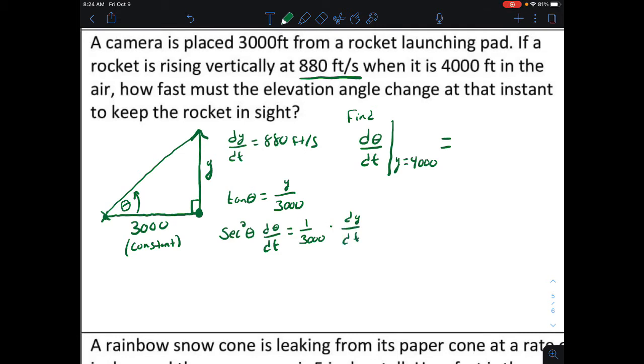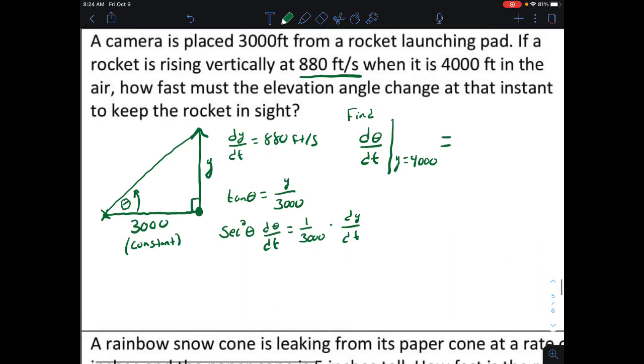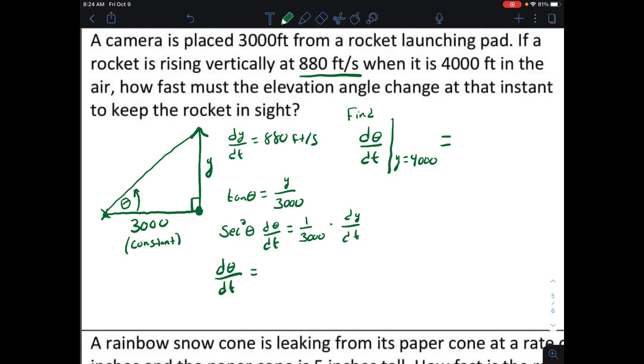Now, we want to write this equation as d theta over dt equals, so I'm going to move the secant squared to the other side. I can simplify this, so instead of dividing by secant squared, I can just multiply both sides by cosine squared, and I have 1 over 3,000 times cosine squared theta times dy over dt. And we look at what we have and what we don't have. We know that dy over dt is 880 feet per second. The question is, what is cosine of theta so I can square it?